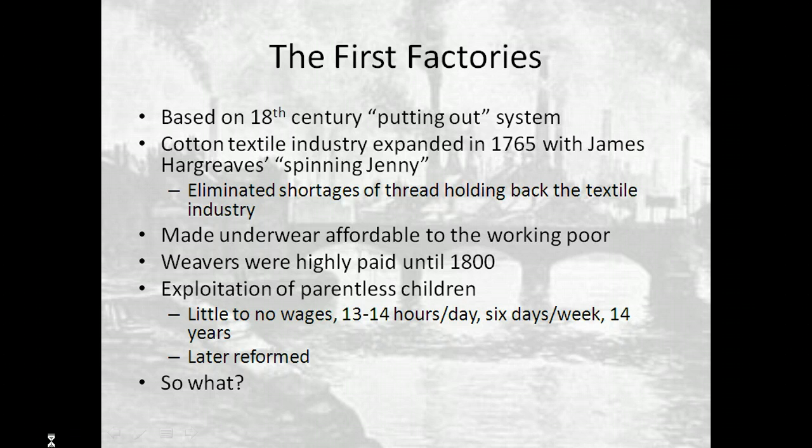People were making a lot of money, and they were like, hey, we should find cheaper and quicker ways to do this. We could make even more money. So around 1765, this innovative man named James Hargreaves invented what's called the spinning jenny. The spinning jenny was very efficient, and it eliminated shortages of thread, which was holding back the textile industry.